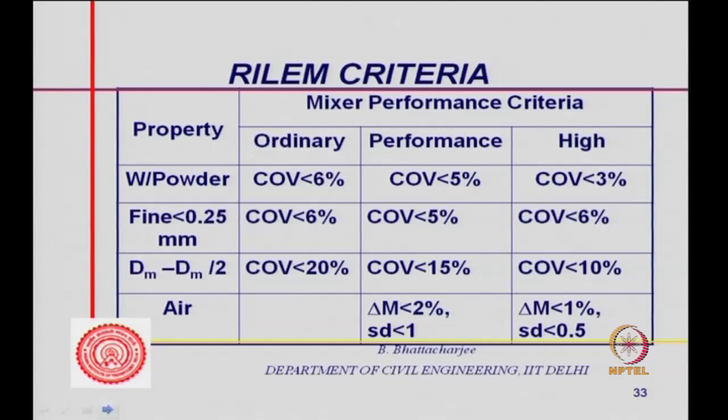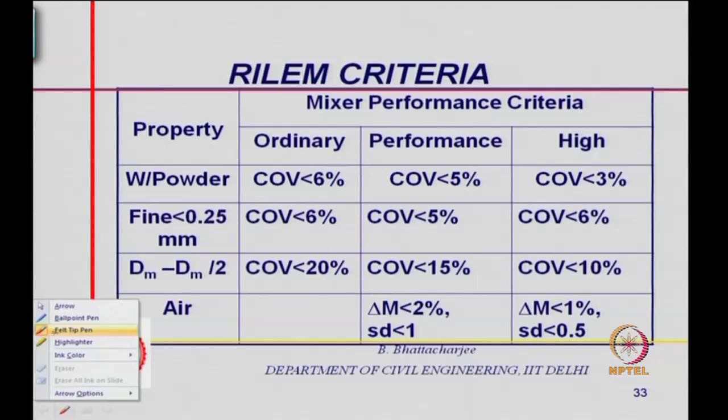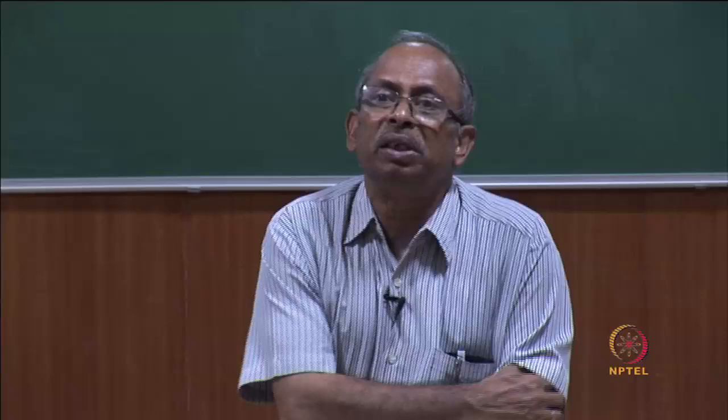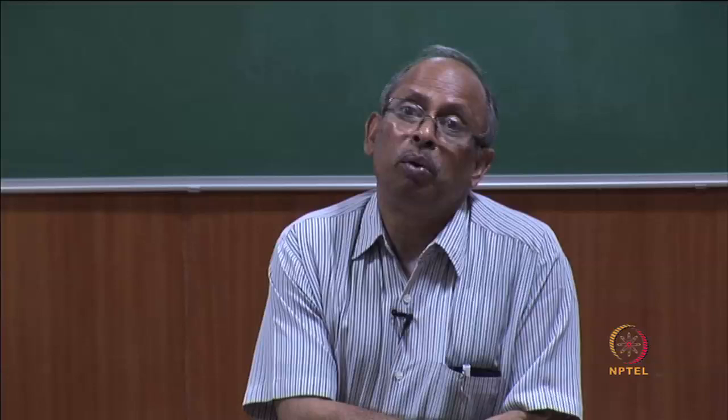Rilem criteria of course is something like this. It depends upon what is called the coefficient of variation, which is the standard deviation from measurements of different samples divided by the mean. So, COV is standard deviation divided by mean. You find out mean strength, mean water to powder ratio, and also the standard deviation from 10 such samples taken from a single batch. And if the coefficient of variation is less than 6%, you say it is ordinary. If it is less than 5%, then you call the performance good.